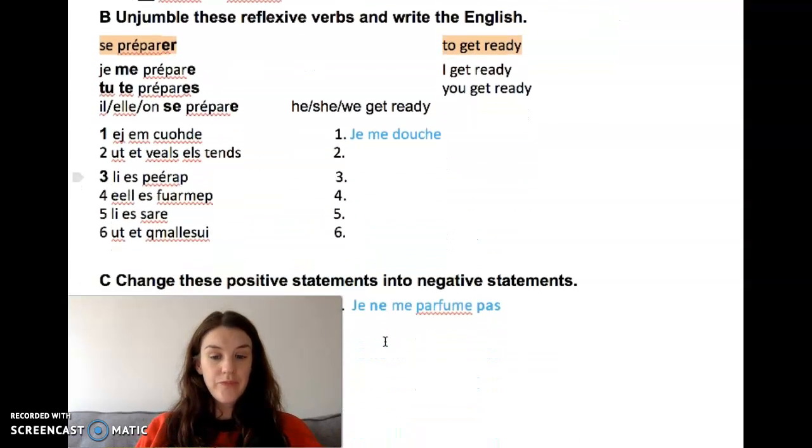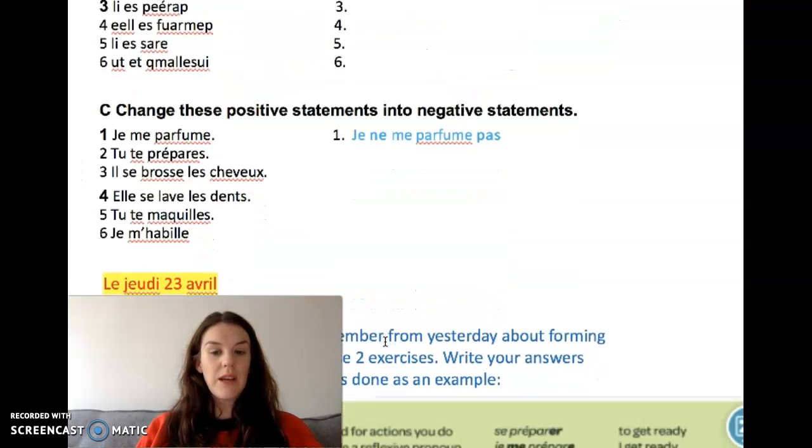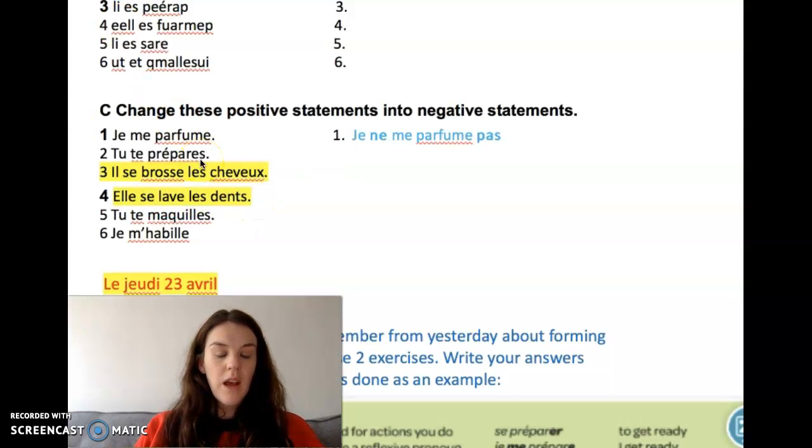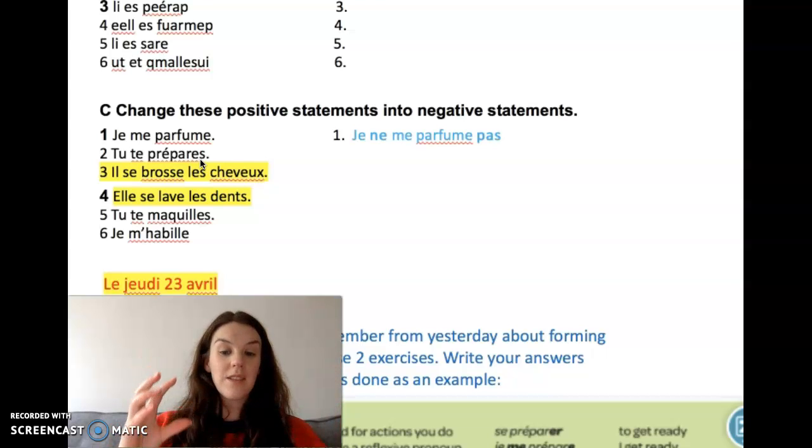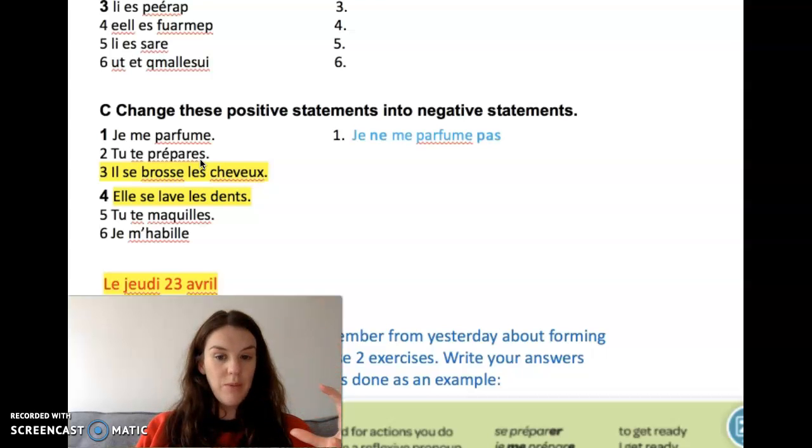Then I want to look at forming negatives. And for most of the statements we were all okay. It was just this one here and this one here. And what you have to remember is that ne and pas, that makes the negative. So that needs to go around the reflexive pronoun, like se, me, te, nous, vous, and also around the verb.